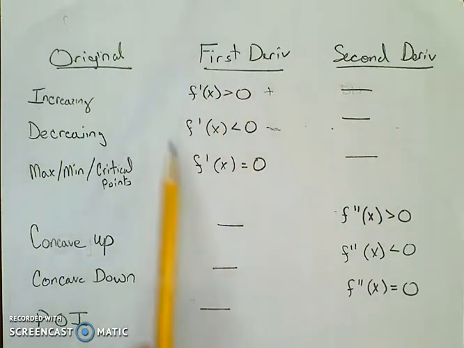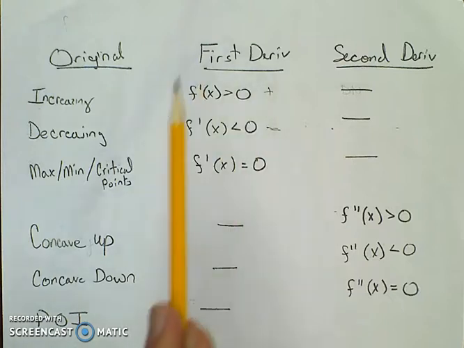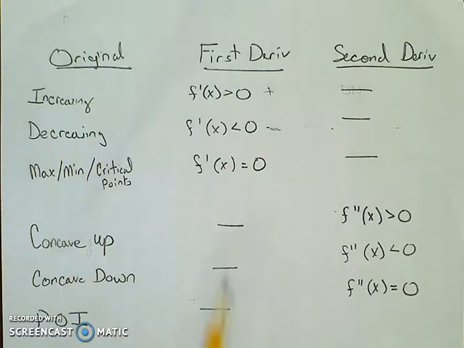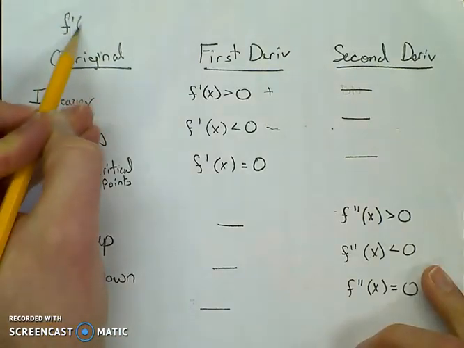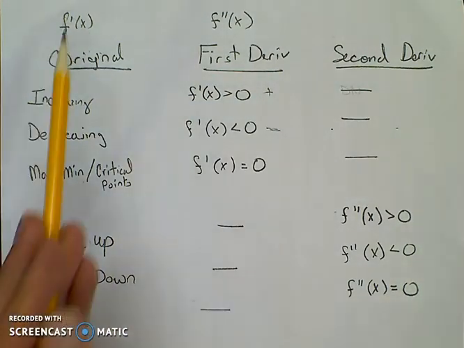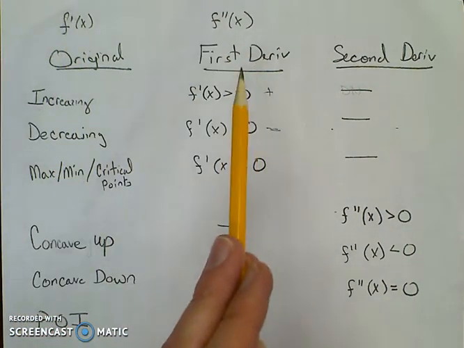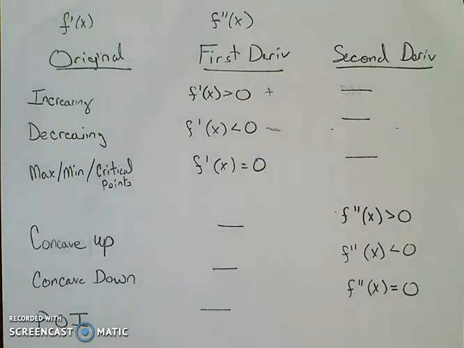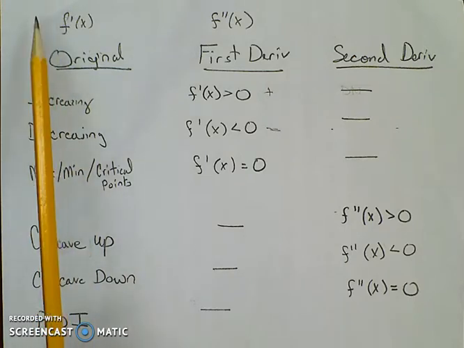You are able to tell me information based on the first derivative graph, whether it was increasing, decreasing, maximum, minimum, or critical points. But what we struggle with is, given the first derivative graph, what do we know about the second derivative graph? Well, all we need to do here is kind of flip-flop. So this now becomes f prime of x, and this now becomes f double prime of x.